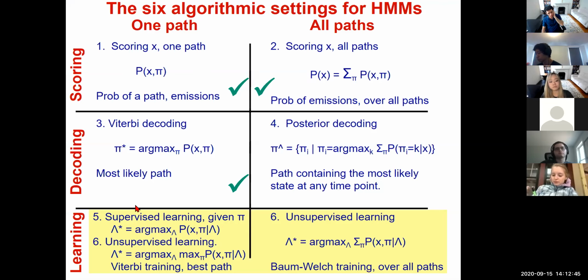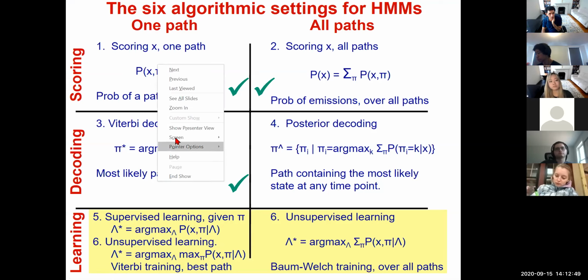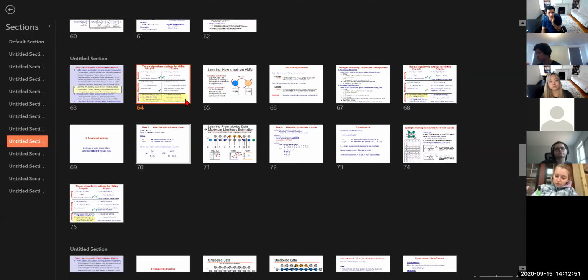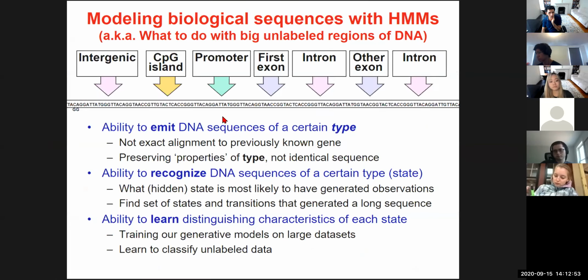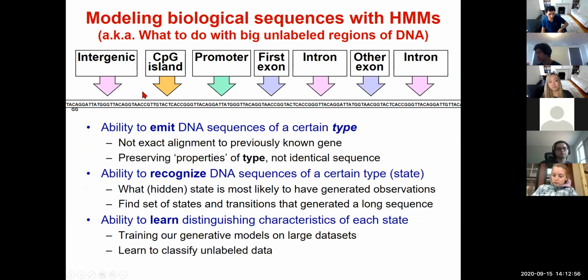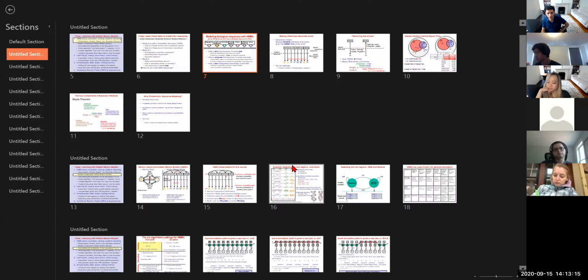Okay, so now let's talk about learning. Remember when we talked very early on about these 3 components. We now have the ability to emit DNA sequences of a certain type. We have the ability to recognize DNA sequences of a certain type. How do we now learn the distinguishing characteristics of each state? How do we train our generative models on large data sets? And how do we learn to classify both labeled and unlabeled data?